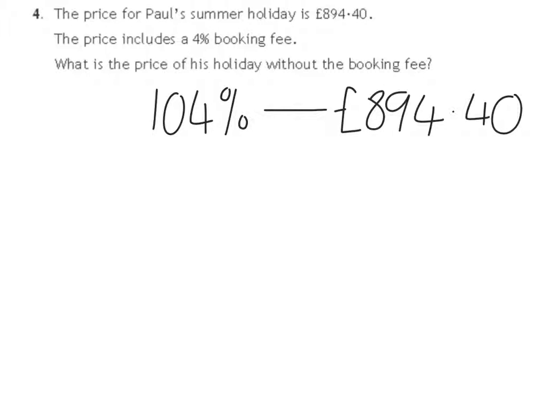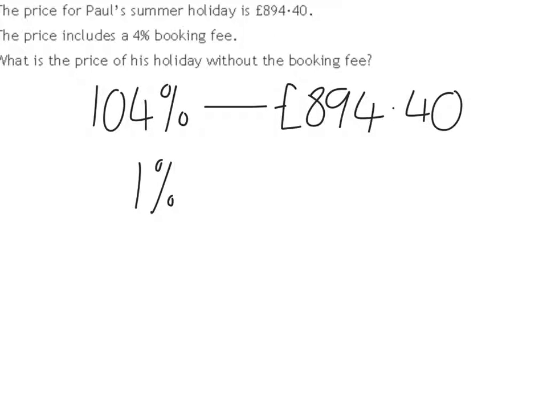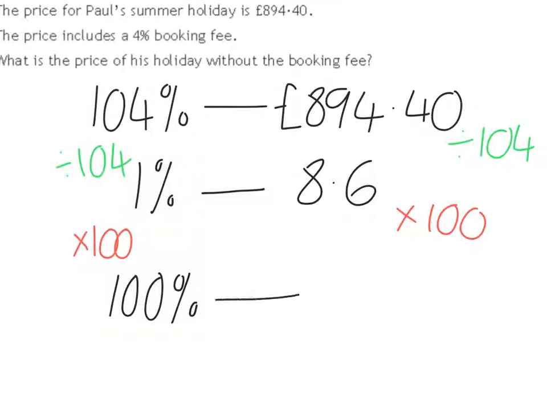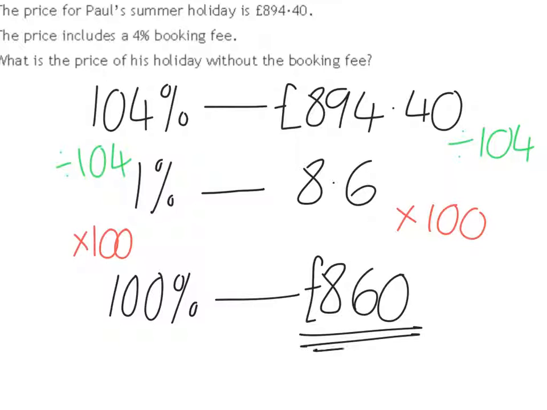So since we have a calculator available, what we want to do in our next step is find out what 1% would be. In order to do that, we're going to divide both sides by 104. That then gives us 8.6. So we'll drop the pound sign just for this intermediate step. And we want to get back to the original price, which would be represented by 100%. So now we will multiply by 100 on both sides. That then gives us 100% equals 860. That's pounds. That's the original value of the holiday and the end of the question.